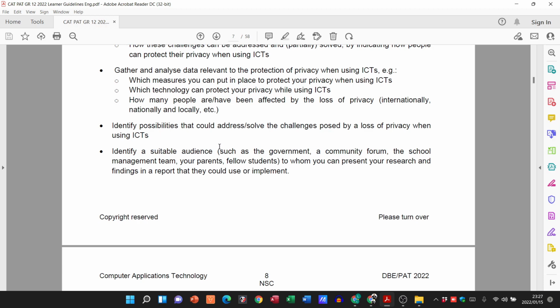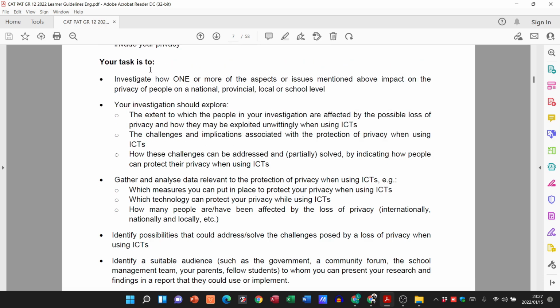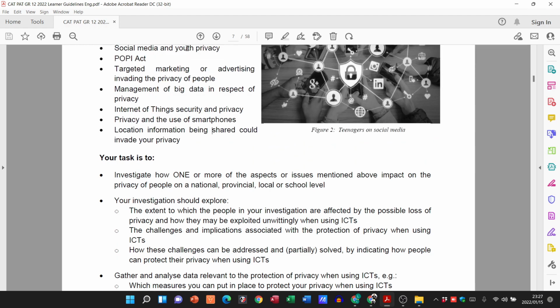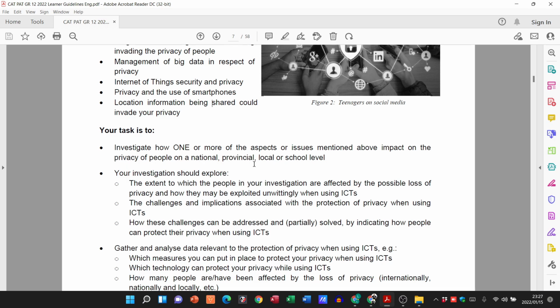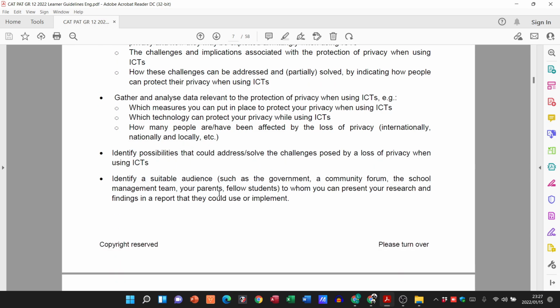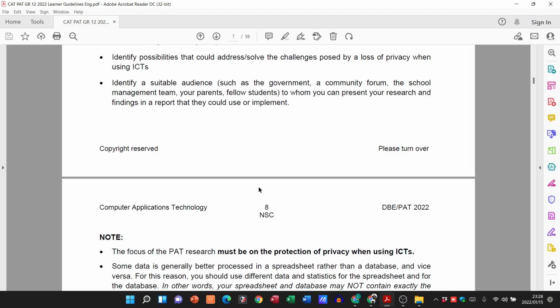Identify a suitable audience. So if you're going to be saying, well, I want to look at social media and youth privacy and its impact at school level, then who's your audience going to be? Your school audience could be the management team at your school. It could be the parents of the school learners. It could be the learners themselves. So just remember that, because that's important when you do your task definition. Remember, your task definition is you saying what the task is that you've been asked to do. Who's asked you to do it? Who is your target audience? Why are you doing it? How are you going to be doing it? And remember, those are the things you can actually answer in your task definition.